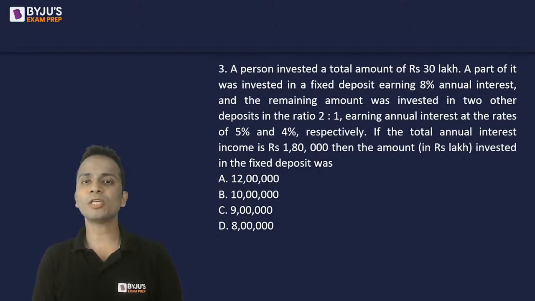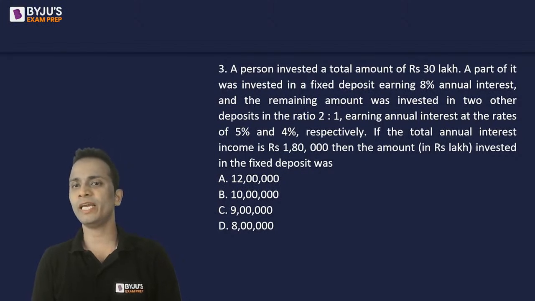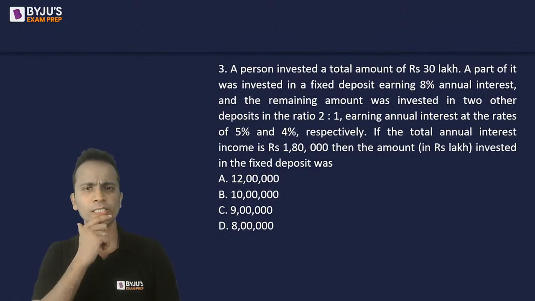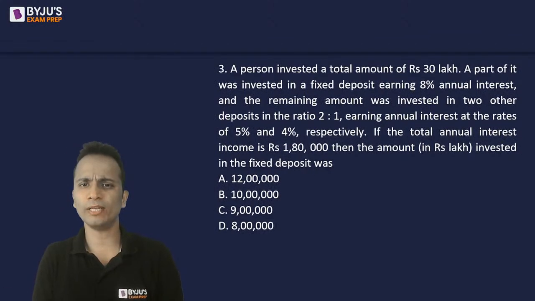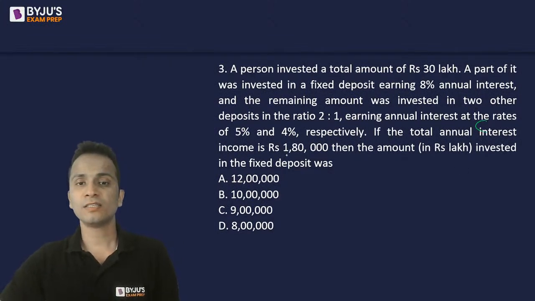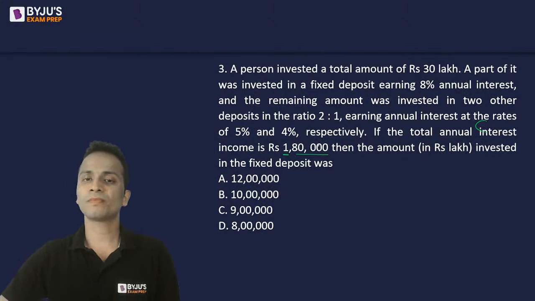It says a person invested a total amount of 30 lakhs. A part of it was invested in a fixed deposit earning 8% annual interest, and the remaining amount was invested in two other deposits in the ratio of 2 is to 1, earning annual interest of 5% and 4% respectively. If the total annual interest is given as 1,80,000, then the amount invested in the fixed deposit was how much?